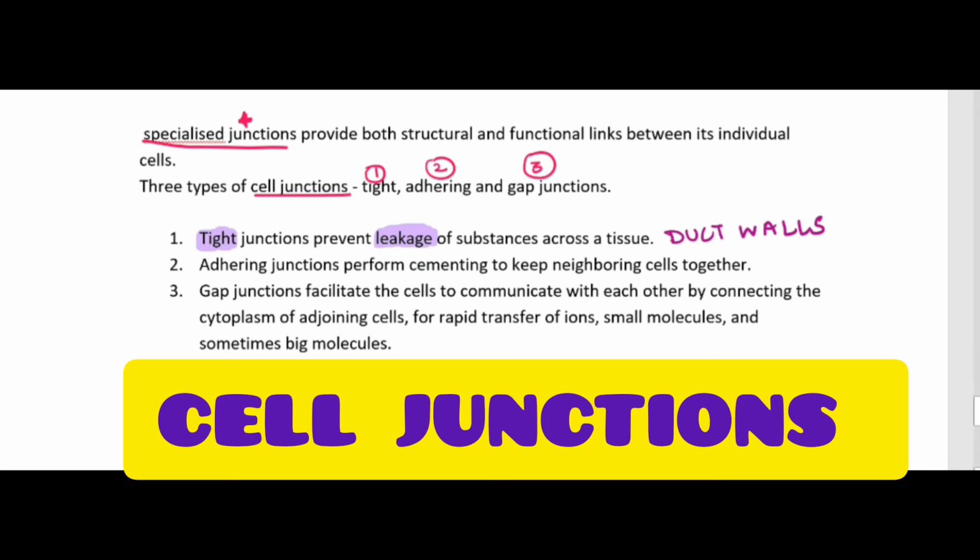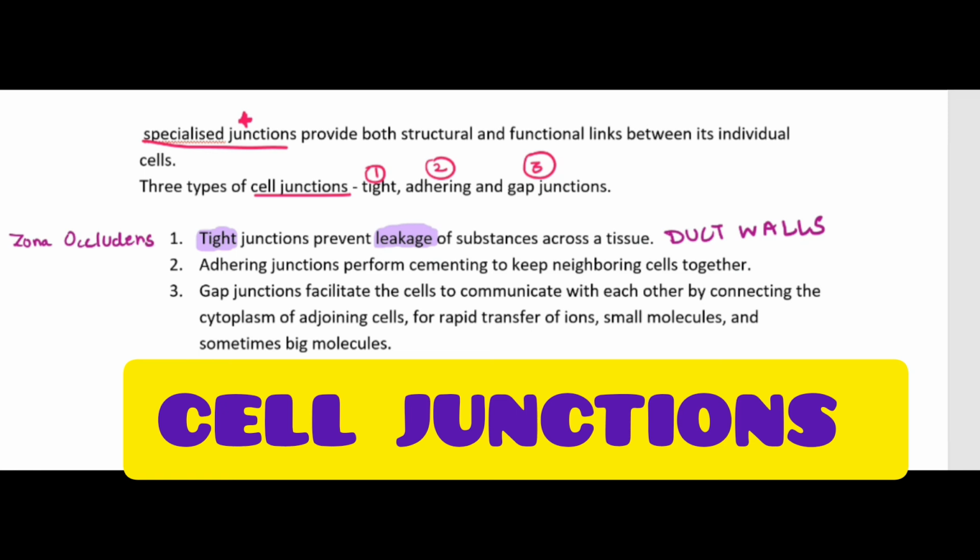So where can these possibly be present? Yes, they can be present in the duct walls. Tight junctions are made up of proteins called occludin. Okay, so it has got a name, zona occludens. Tight junction is also known as zona occludens.